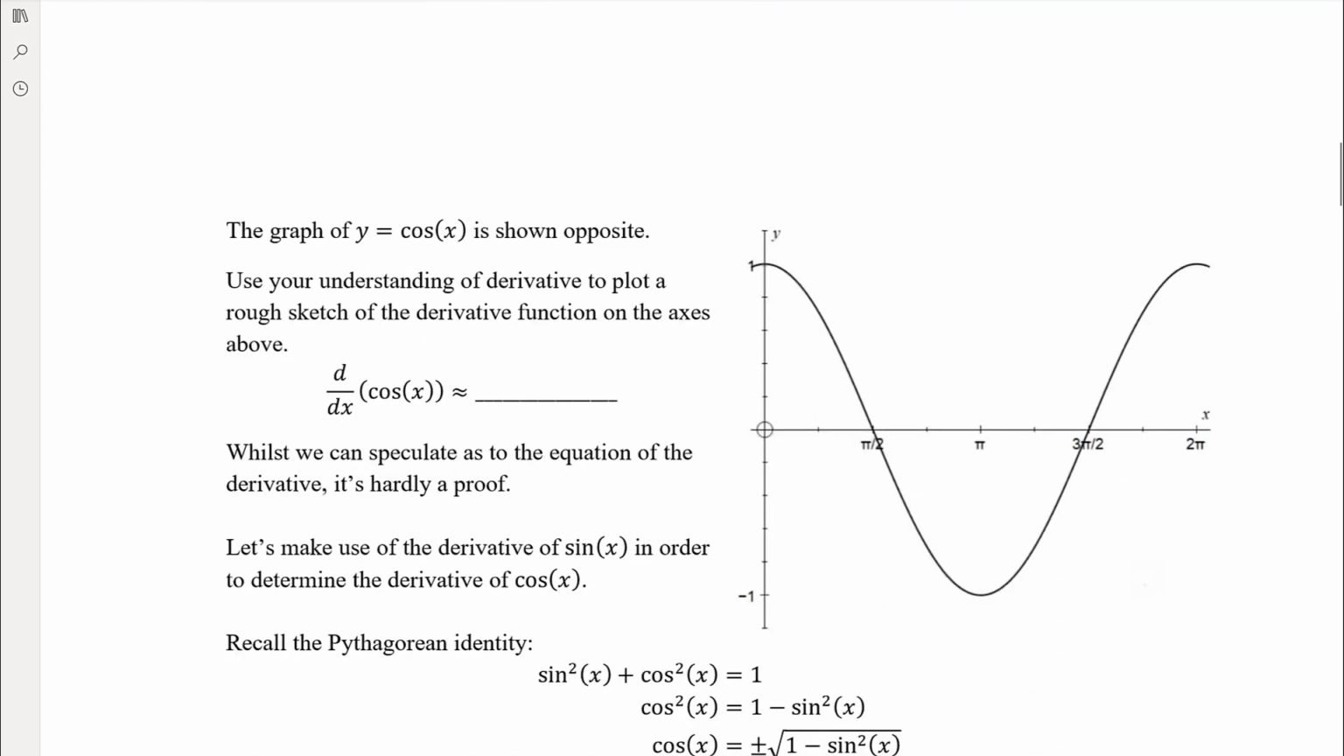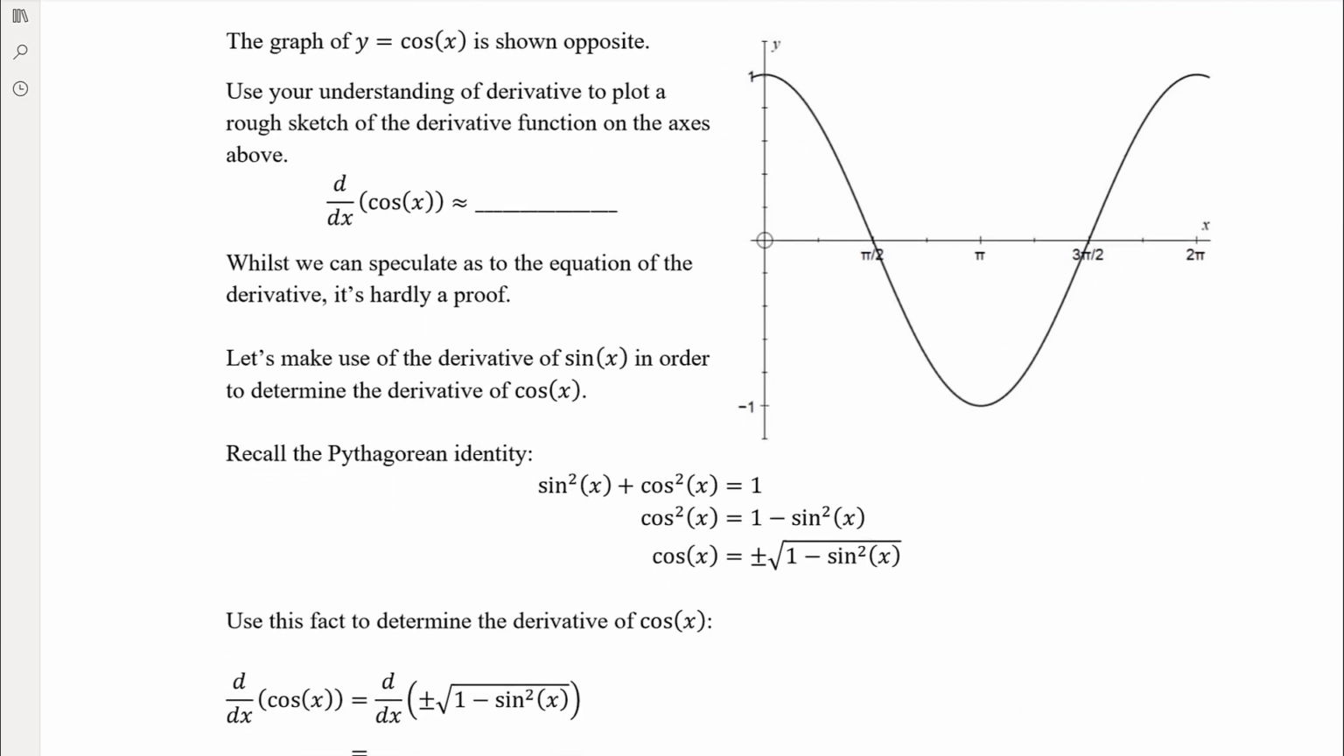Alright, let's think about cos. The graph of cos of x is shown opposite. Let's think about what the gradient function would look like. The difference here is that we've got a turning point at 0, so that would be an x-intercept on the gradient graph, a turning point at pi, that will be an x-intercept on the gradient graph, and a turning point at 2 pi, that will be an x-intercept on the gradient graph.